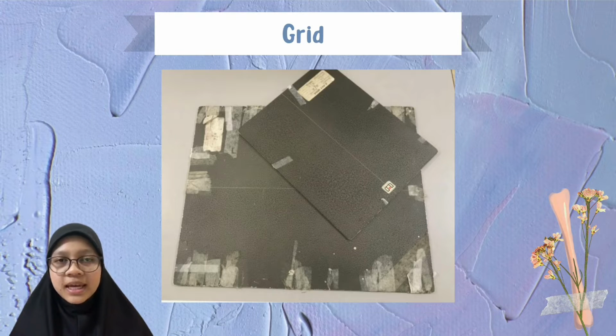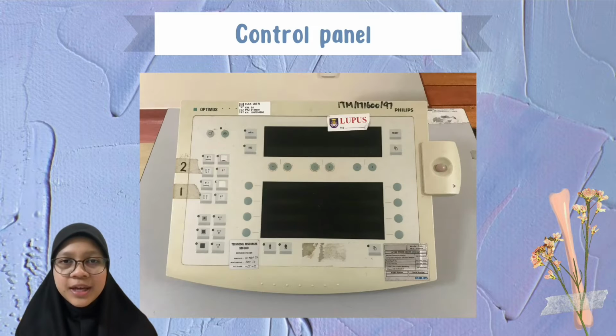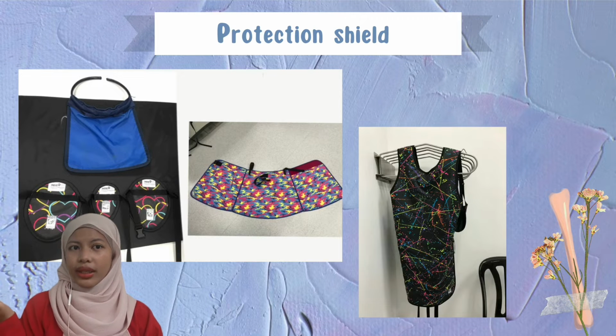Next is the grid. The grid is placed between the patient and the X-ray film to reduce the scattered radiation reaching the detector, and thus will help improve the image contrast. Next, we have the control panel. The control panel will allow the radiographer to adjust exposure settings, including kVp, mAs, time, and phototiming, and also the ideal technique factors. So, why do you need the protection shield?